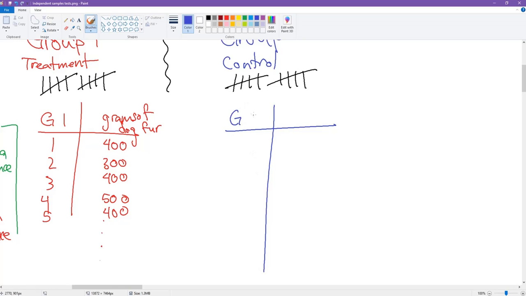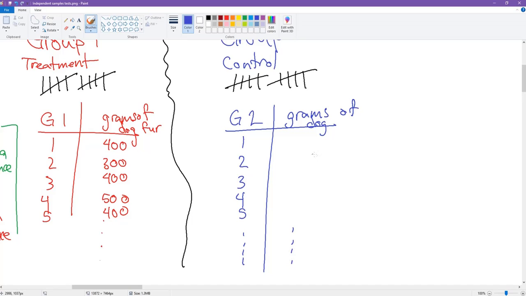Let's go to group 2. This is, of course, our control group, and we're still measuring in grams of dog fur because our dependent measure does not change between our 2 groups. It's still the same dependent measure. So, dog 1, dog 2, dog 3, dog 4, dog 5, and then etc.